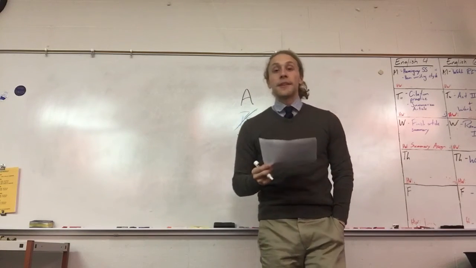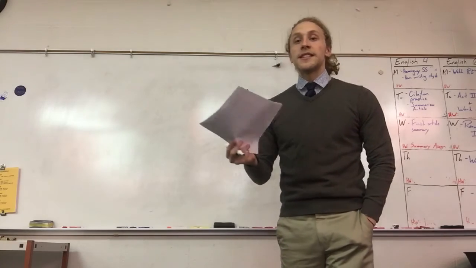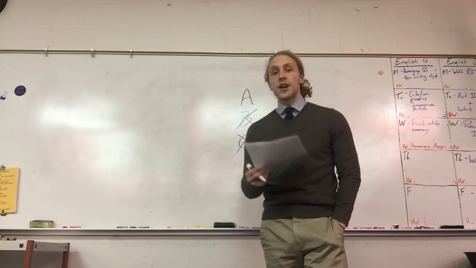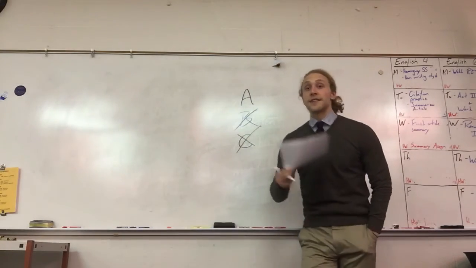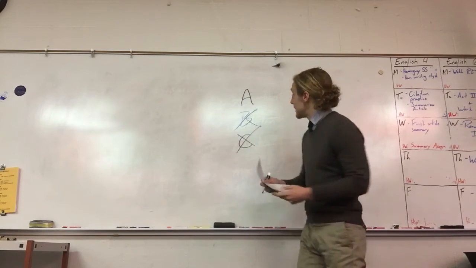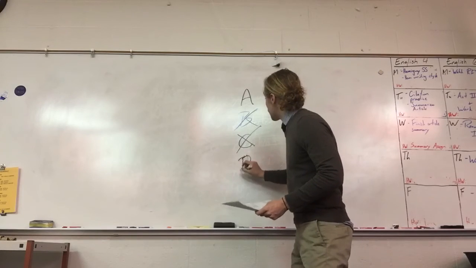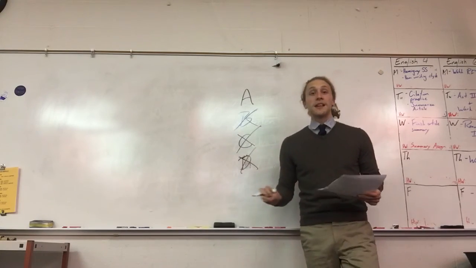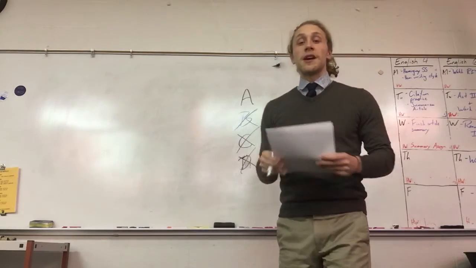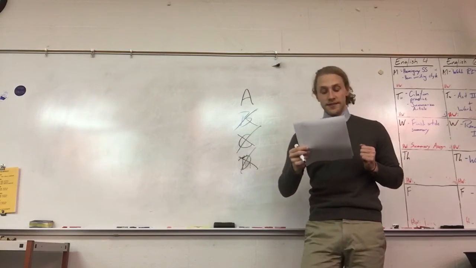D, are uncommonly playful animals. Now this is talking about their playfulness once again, not their intelligence. So D is much like B, in which we can eliminate it right away because the answer is talking about playfulness, whereas the passage is talking about intelligence.